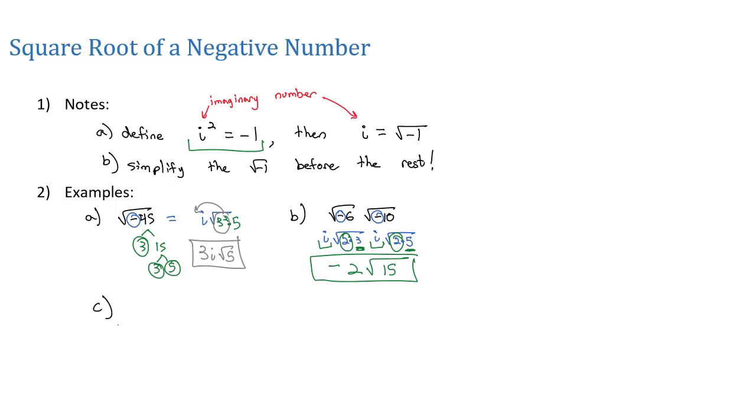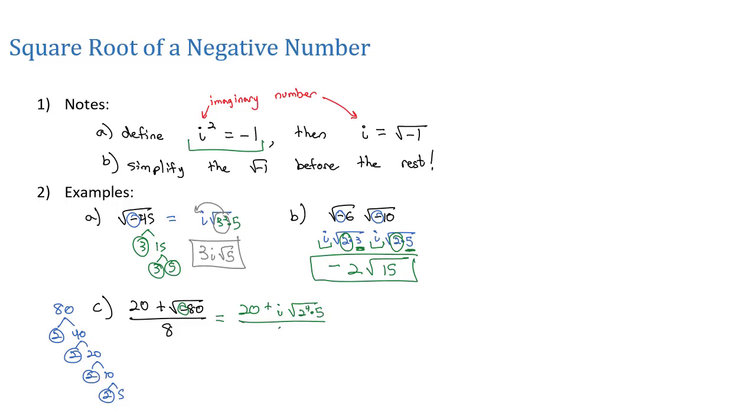Let's try one more example. Let's try 20 plus the square root of -80 all over 8. Well, let's factor that 80. I'll go off to the side here, which is 2 times 40. 40 is 2 times 20. 20 is 2 times 10. And 10 is 2 times 5. So what we really have is 20 plus, take care of that negative, it's an i, square root of 2 to the 4th times 5, all over 8.